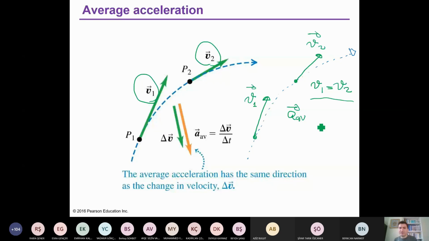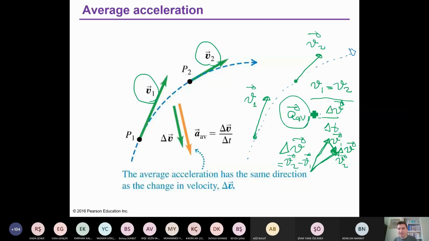Since it is given by delta V over delta t, I have to find the direction of delta V. So what is the direction of delta V? Just take this V1 here and V2, tail to tail method, right? We have to do subtraction because delta V is given by V2 minus V1, okay? So this is the direction of delta V and also the direction of the average acceleration.